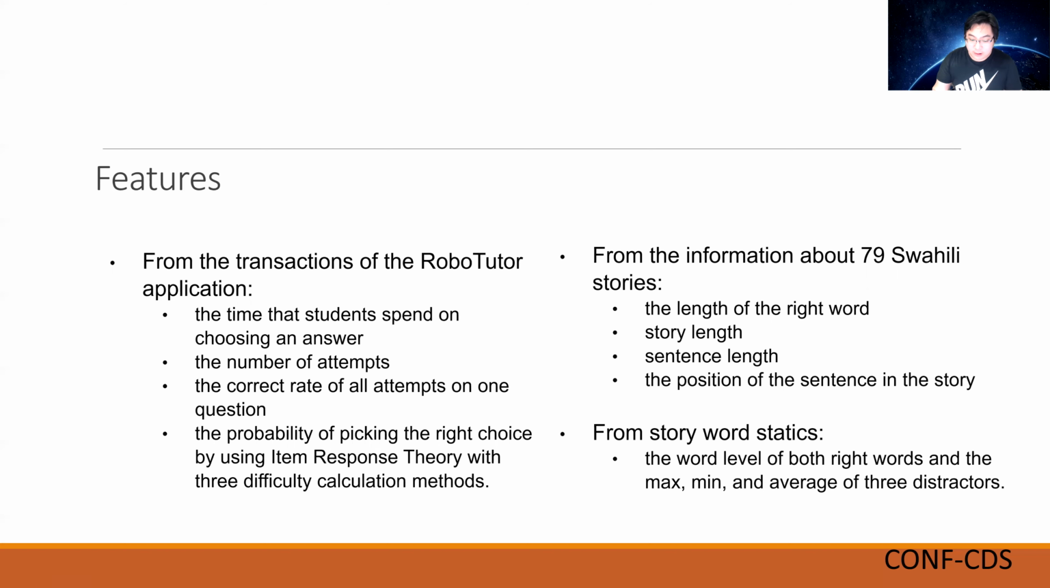From the information about the 79 Swahili stories, we extract the length of the right word, story length, sentence length, and the position of the sentence in the story. The position of the sentence is represented by how many sentences precede the question sentence. From the story word statistics, we extract the word level of both the right word and the max, mean, and average of 3 distractors.